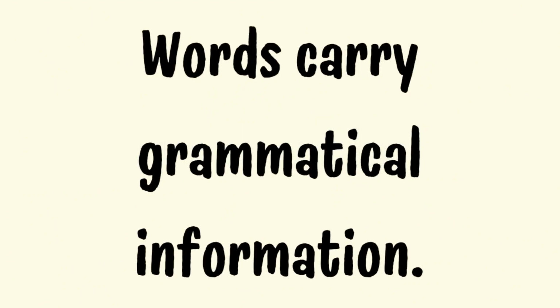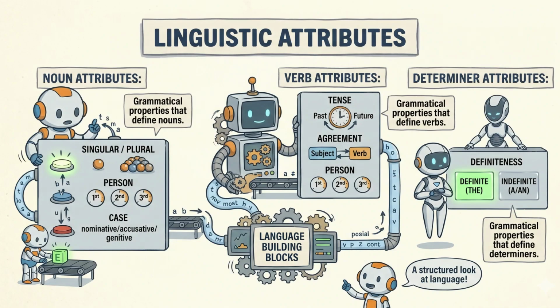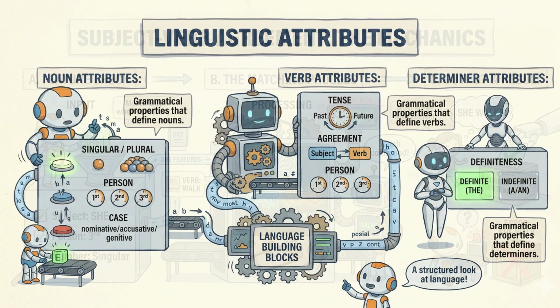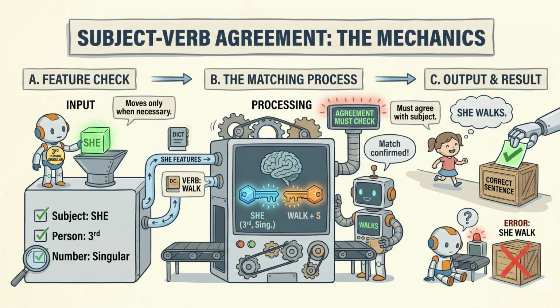Feature checking. This became one of the most important ideas. What are features? Words carry grammatical information. Examples: nouns may have singular or plural, person, case. Verbs may have tense, agreement, person. Determiners may have definiteness. Example: she walks. She is third person singular, walks must agree with subject. Features must match or check.